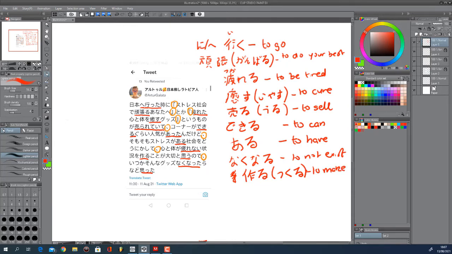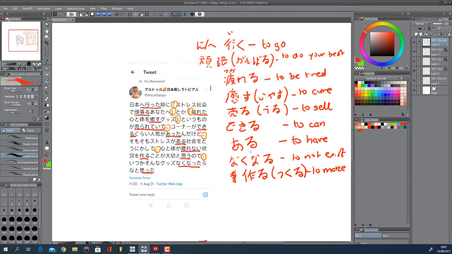We have nakunatta, to not exist, and we have a more. So we've gone through all the verbs now. As you can see, we've got 9 verbs. So that's where we're going to start.